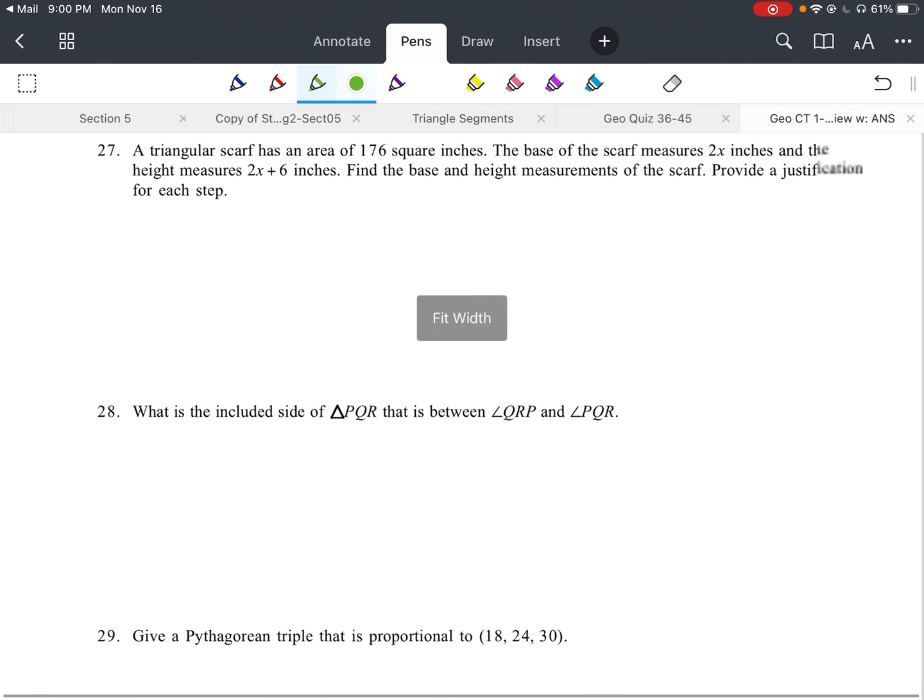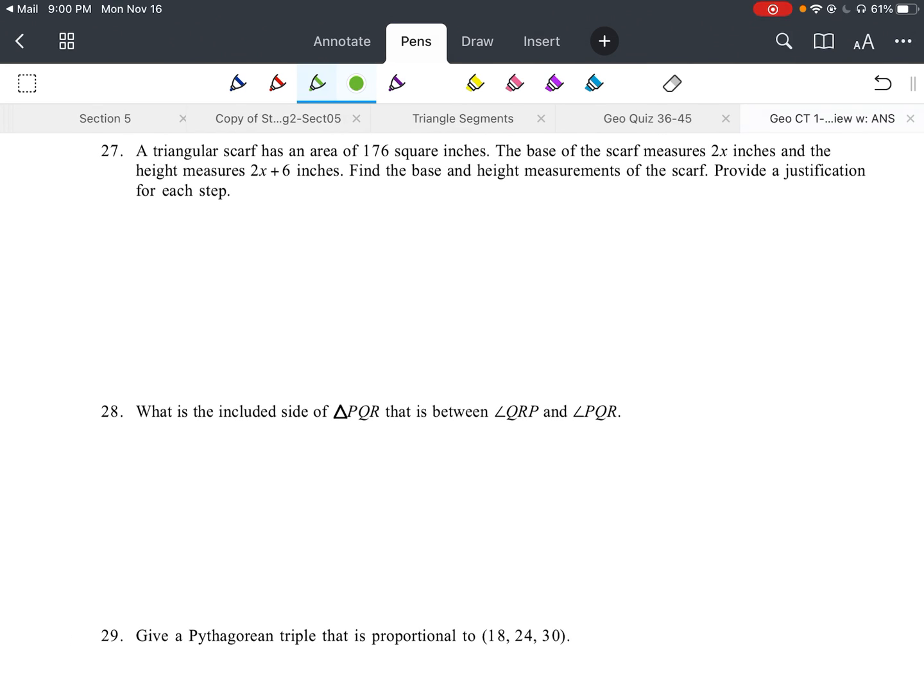A triangular scarf has an area of, okay, triangle area. So first thing, before I even get into the problem, I'm just going to write A equals 1/2 base times height. All right, the base of the scarf measures 2x inches. Okay, so this is 1/2 times 2x, and the height is 2x plus 6. Awesome. And the area is 176.